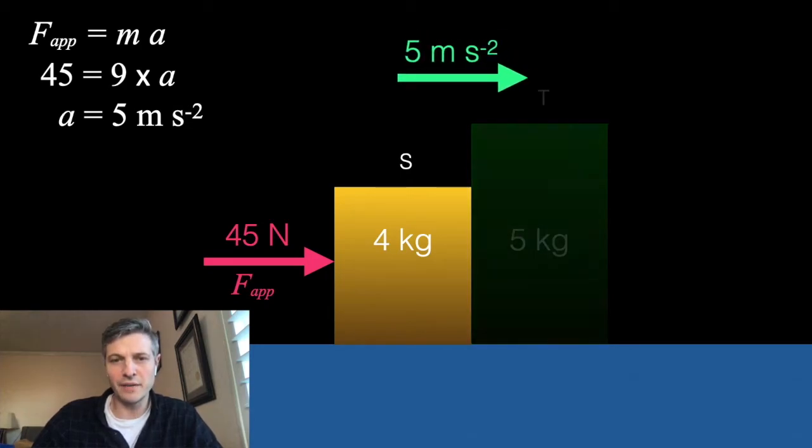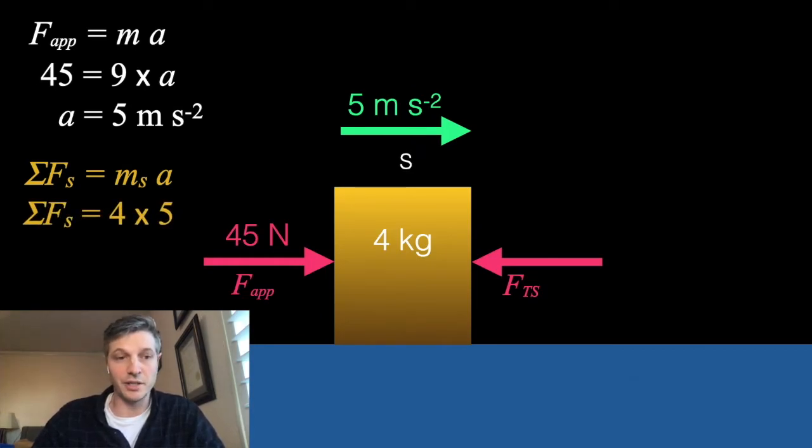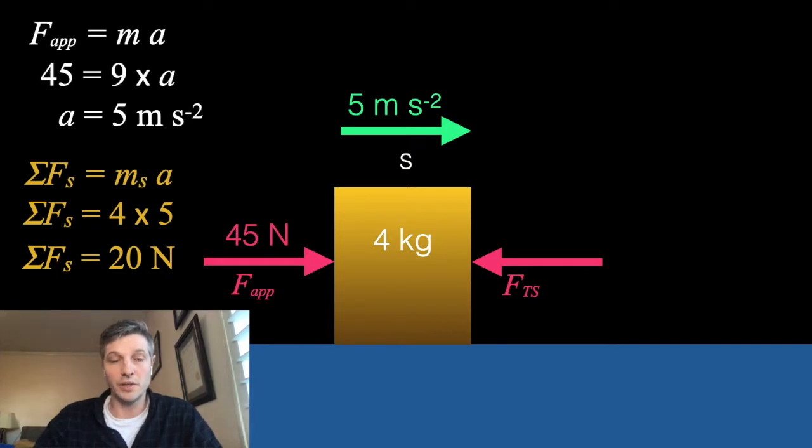So we can now use that information to figure out information about block S here, the 4 kilogram block. So we're going to isolate it. We're just going to imagine it's the only block in this system, but obviously the other forces that the other blocks are applying still exist. So net force is equal to the mass times the acceleration. Well, we know its mass and we know its acceleration, so it's going to have a net force of 20 newtons.